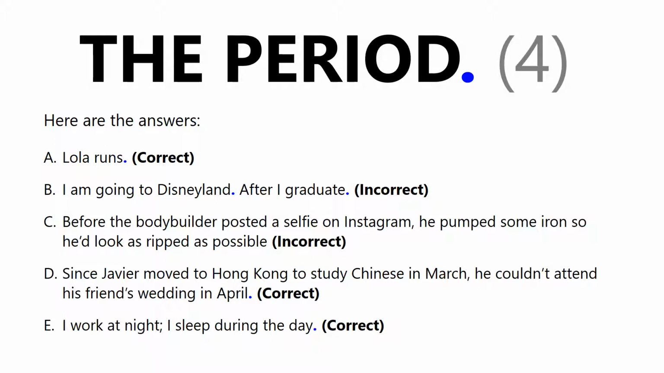D. Since Javier moved to Hong Kong to study Chinese in March, comma, he couldn't attend his friend's wedding in April, period. Here we have a dependent clause and then an independent clause separated by a comma, and the whole sentence is capped correctly with a period. Next we have E. I work at night, semicolon. I sleep during the day, period. Here we have two independent clauses linked together with a semicolon and correctly ended with a period.